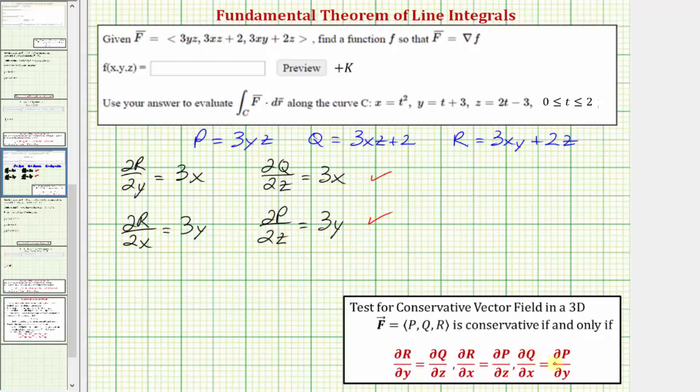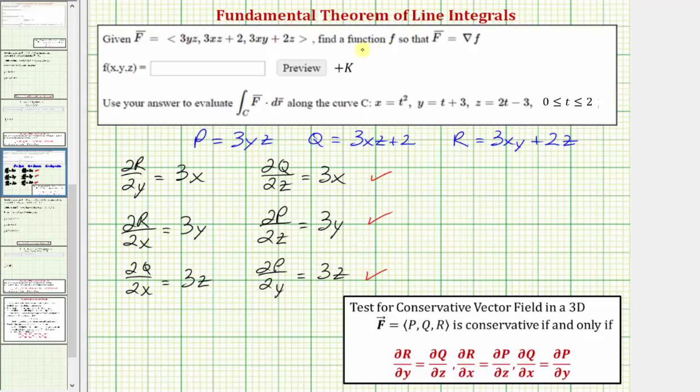And now we need to check these two last partial derivatives. So we have the partial of Q with respect to x, which is the derivative of 3xz plus 2 with respect to x, which would be 3z plus 0 or 3z. And finally we have the partial of P with respect to y, which would be equal to the derivative of 3yz with respect to y, which is also 3z. So this does confirm the vector field F is conservative.